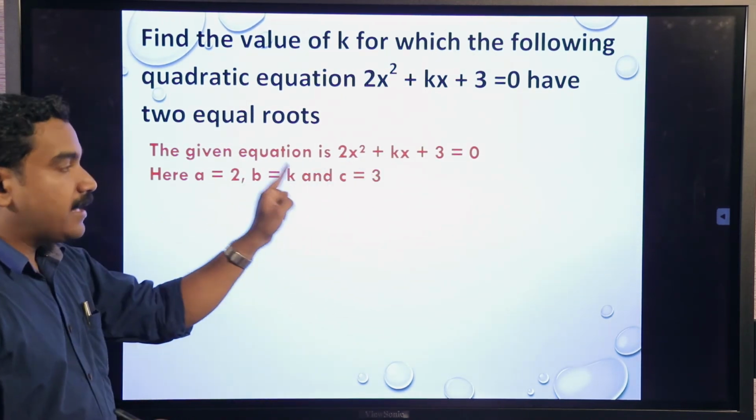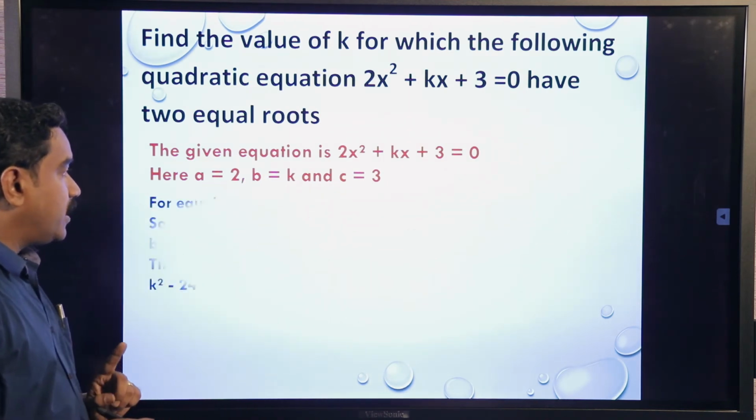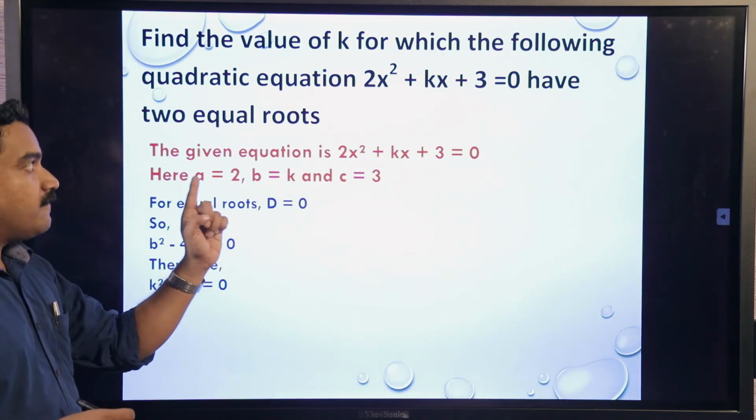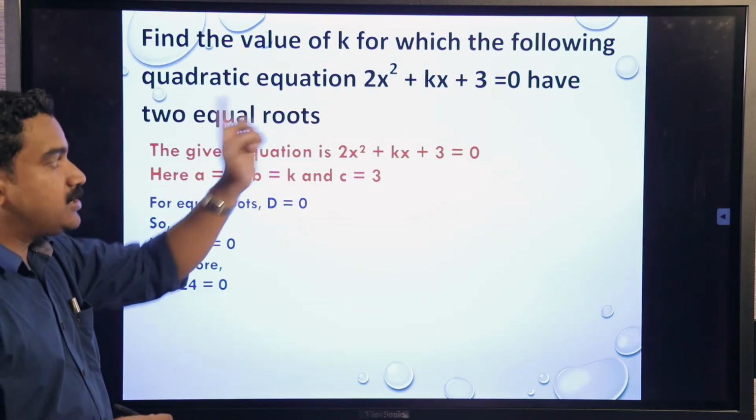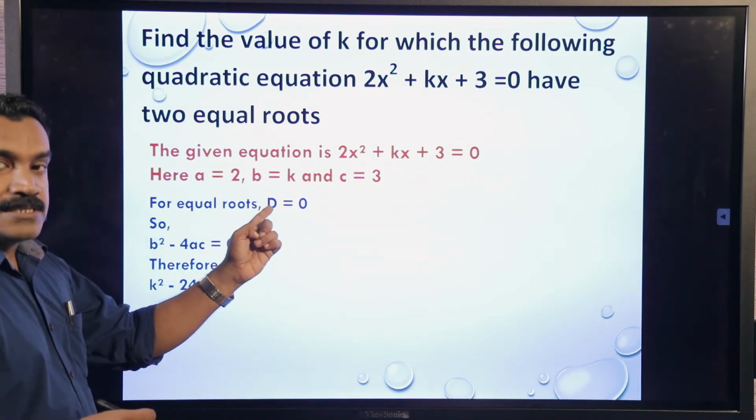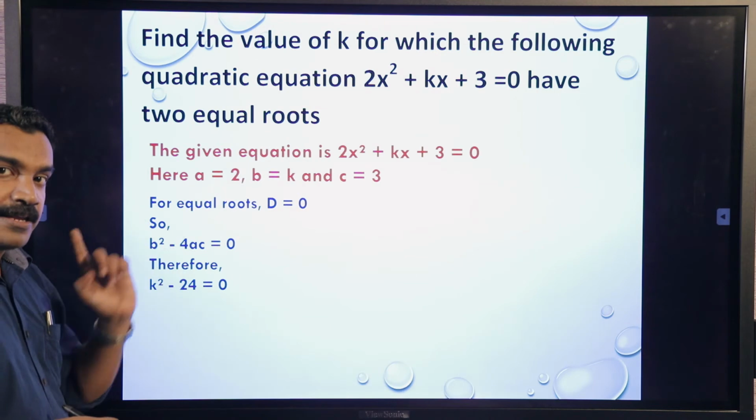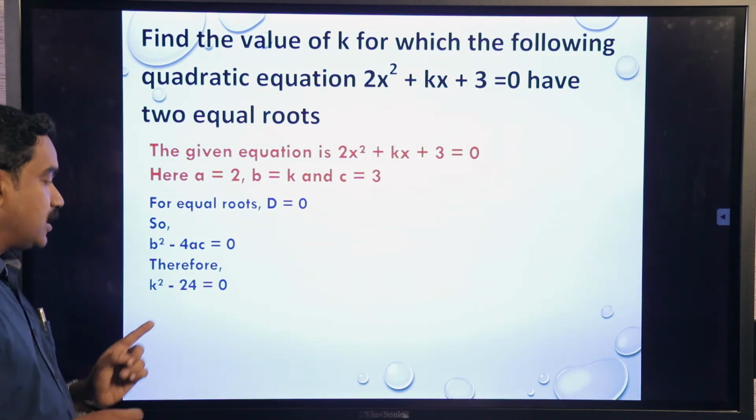So b is k and c is 3. Then you want to find d equal to 0. Why d equal to 0? Already they are saying that two equal roots. So for equal roots, the discriminant is equal to 0. That is b square minus 4ac equal to 0.